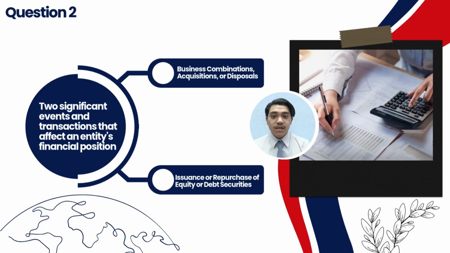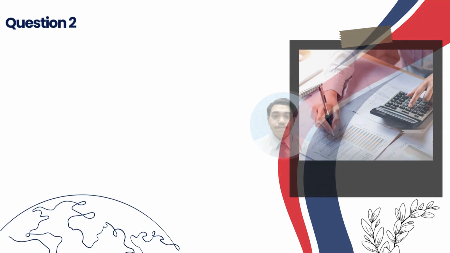The second event is the issuance or repurchase of equity and debt securities. Companies must disclose any issuance, cancellation, repurchase, or repayment of shares and debt instruments. These transactions affect the financial position by changing the company's capital structure and cash flows. They also influence performance through interest expenses, share premiums, or any related gains or losses.